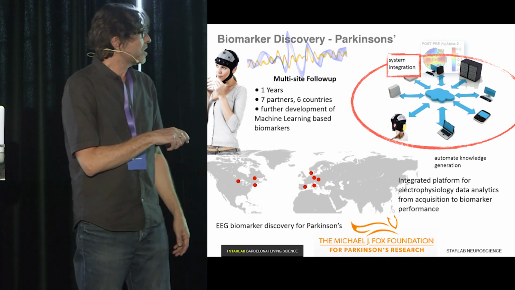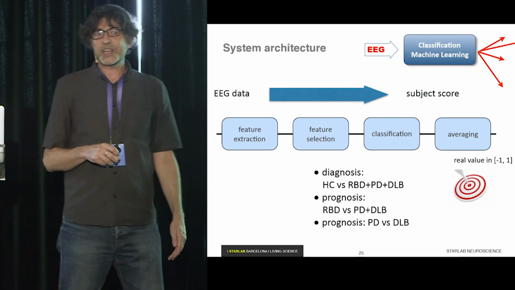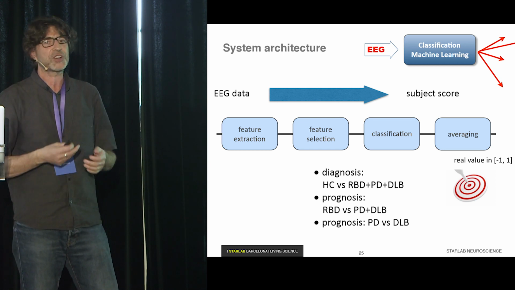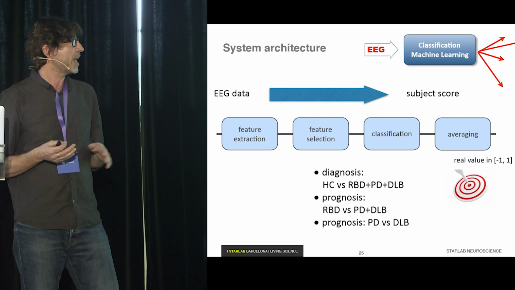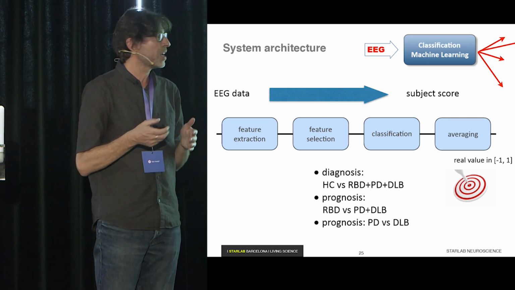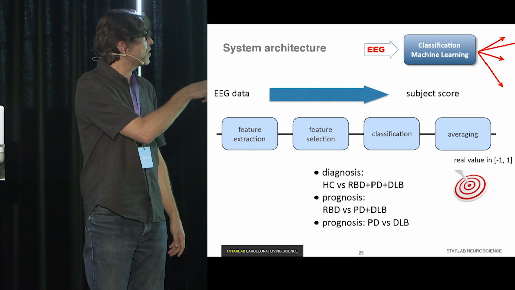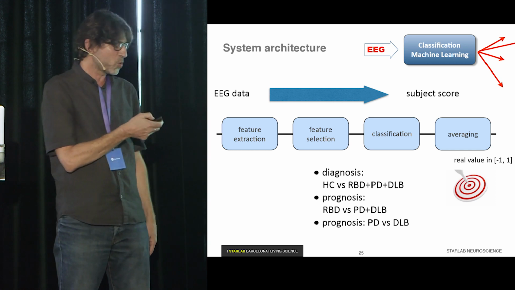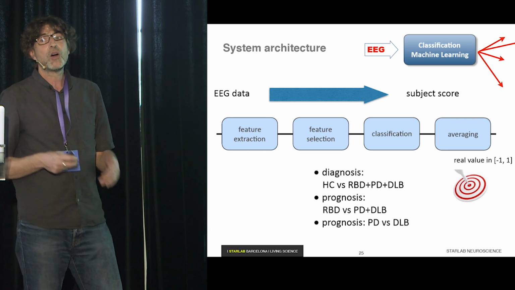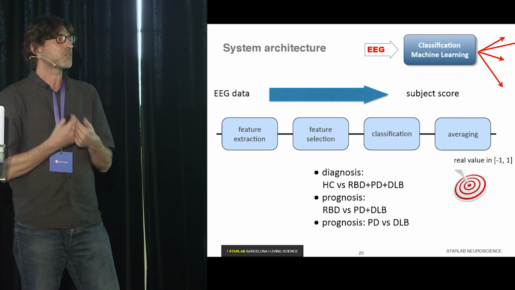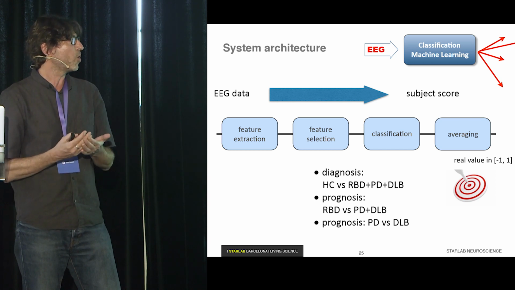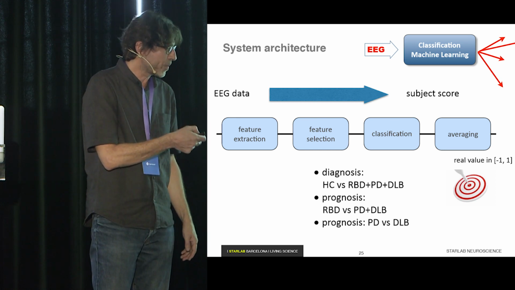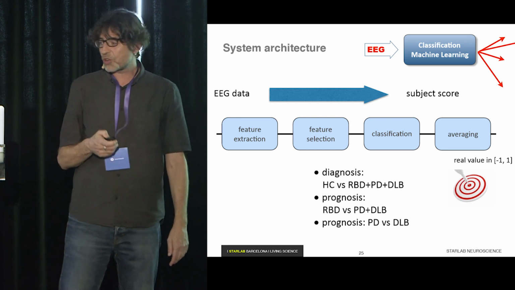The machine learning system has not a lot of secrets. It follows the usual structure of a machine learning system. You have a stage for feature extraction. You have a stage for feature selection. Then you have a classification stage that tries to transform the original raw EEG data into a subject score, a risk score for doing the diagnosis of RBD, or the prognosis of the neurodegeneration. So trying to give you a risk score that you will develop this neurodegenerative disease, and in some cases also which one of them, Parkinson's or dementia with Lewy bodies.